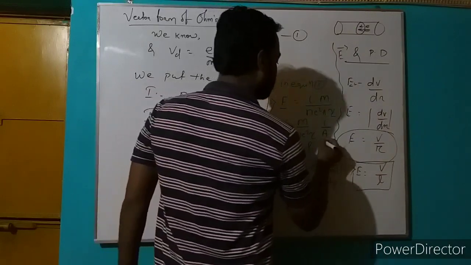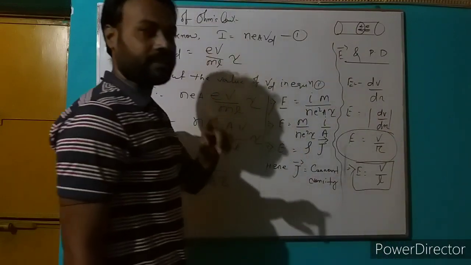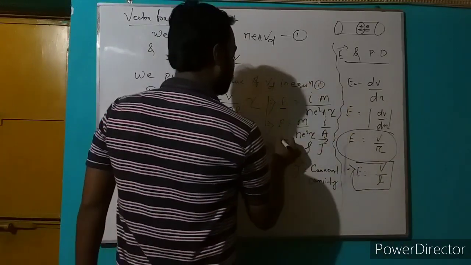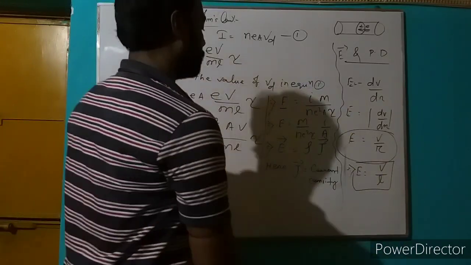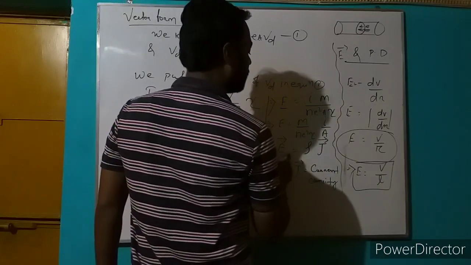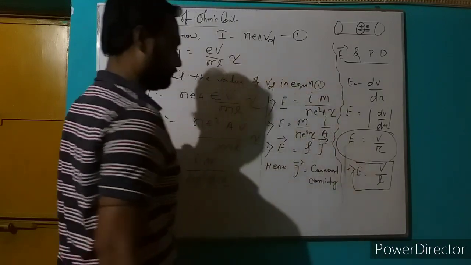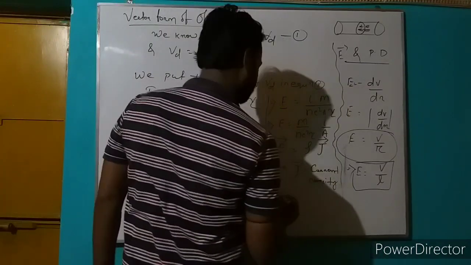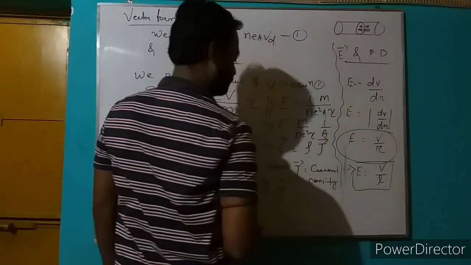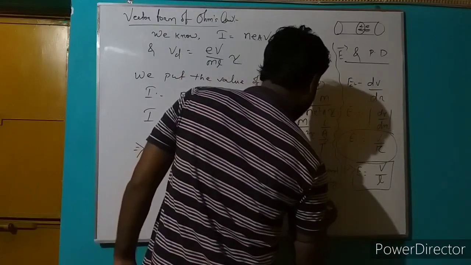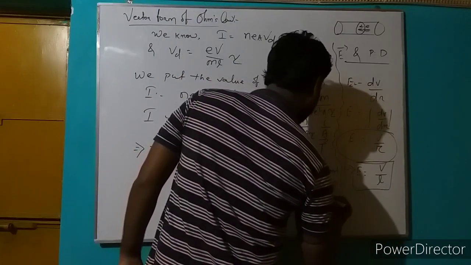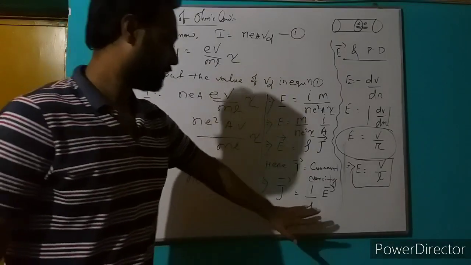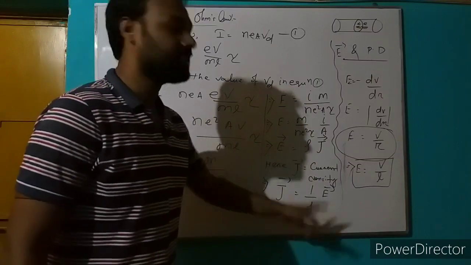Clear? So current density is a vector quantity because area is a vector quantity. Similarly, electric field is also a vector quantity. So electric field equal to rho into J vector. That implies J vector equal to 1 by rho into E vector. Rho is the resistivity of a material.